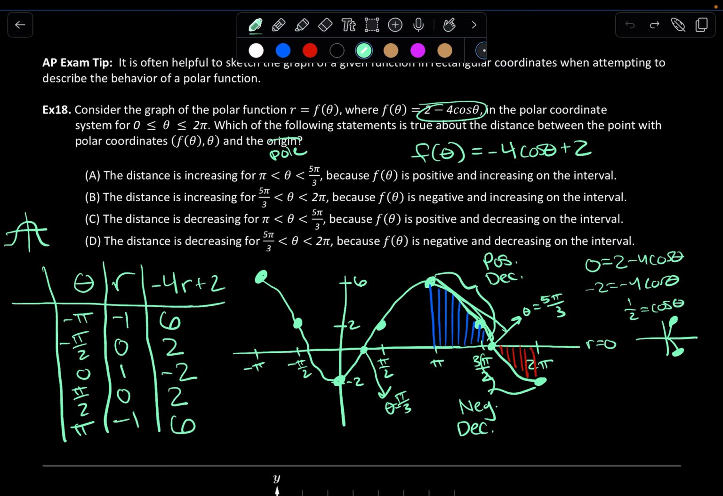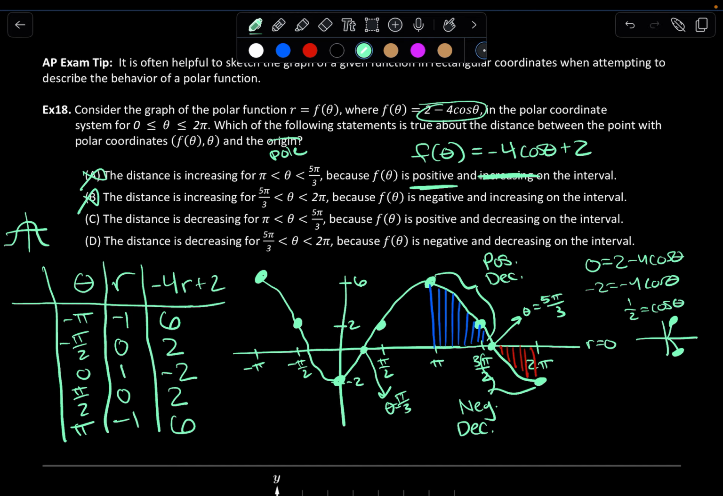Let's look at the second part. It's not quite obvious, but this is the new material. This is what we are referring back to rectangular. So part A says positive and increasing. It is positive, but it is not increasing. It is decreasing. Okay, so we can mark out A. And then part B says from 5 pi over 3 to 2 pi, so that's the red, f of theta is negative and increasing. Now, it is negative because it's below 0, but it's not increasing. It is decreasing, so it's not B.